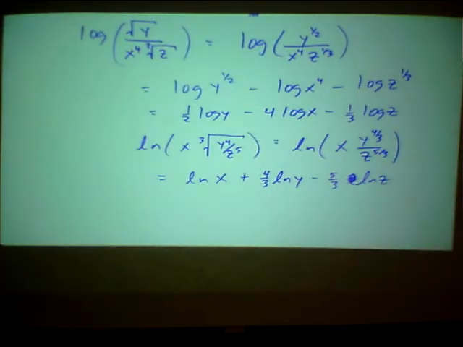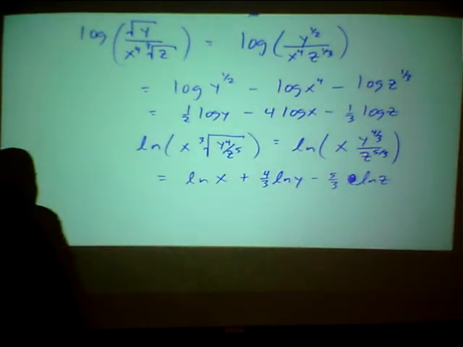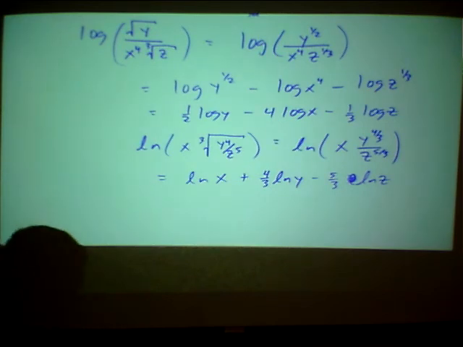All right, so there are some examples of when you're given one log, you can go backwards and break it up into multiple log terms.